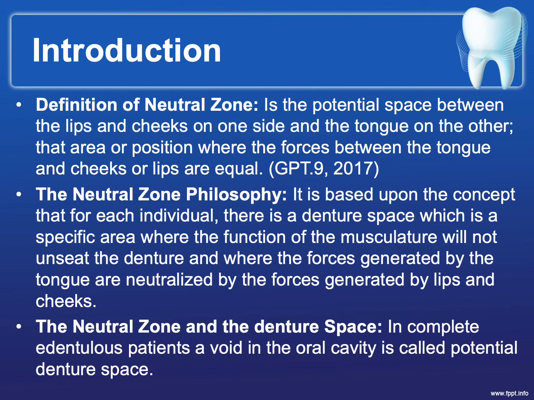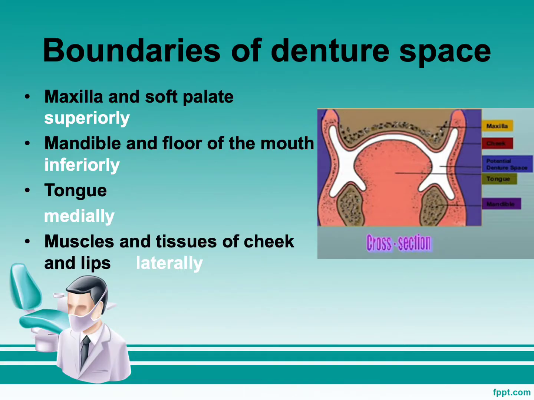Neutral zone and denture space. In completely edentulous patients, the void in the oral cavity is called potential denture space. Boundaries of denture space. Superiorly, maxilla and soft palate. Inferiorly, mandible and floor of the mouth. Medially, the tongue. Laterally, the muscles of the cheeks and lips. This is the space as you see in the white color.